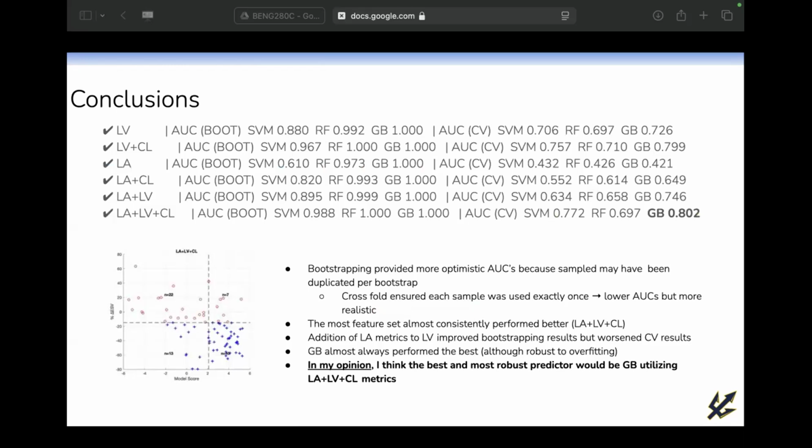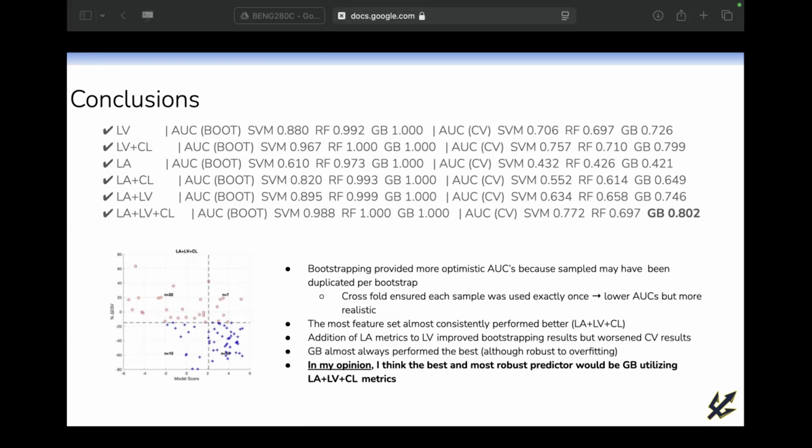So here we summarize everything. At the top, you can see the AUC results for all combinations of sets, models, and validations. To conclude these findings, bootstrapping may have caused some overfitting, especially for the random forest and the boosted gradient models, which is why we tested the fivefold cross-validation in parallel.